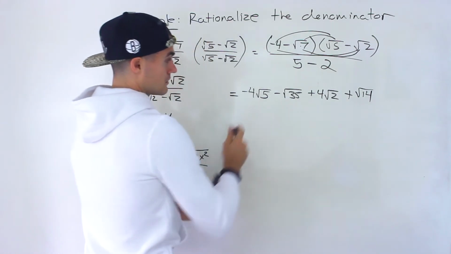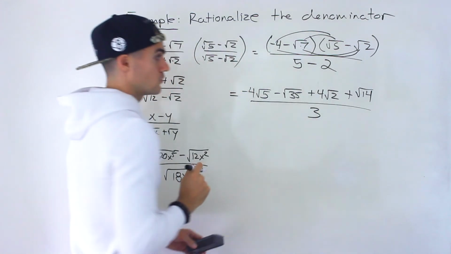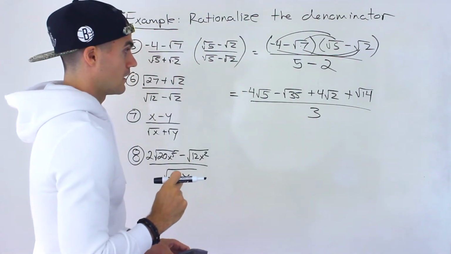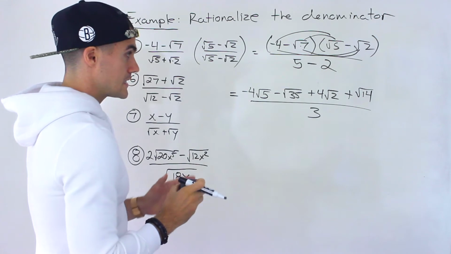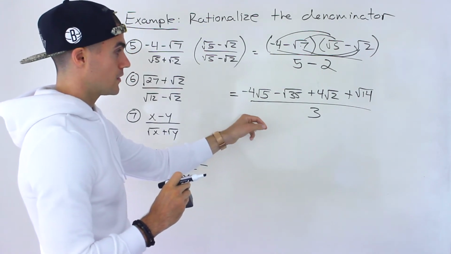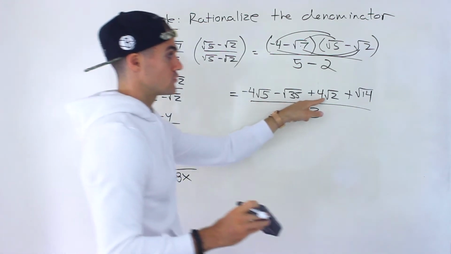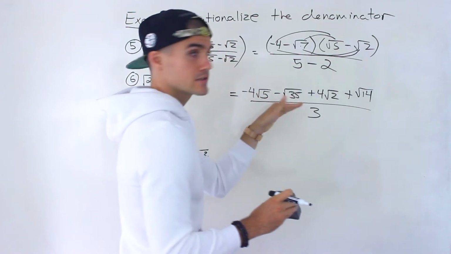And then from here, this is going to be all over 5 minus 2, which would give us 3. And then from here, you want to see, can you simplify the numerator? So multiple things to check for. Number 1, is there any like terms? Root 5, root 35, root 2, root 14. No like terms there.